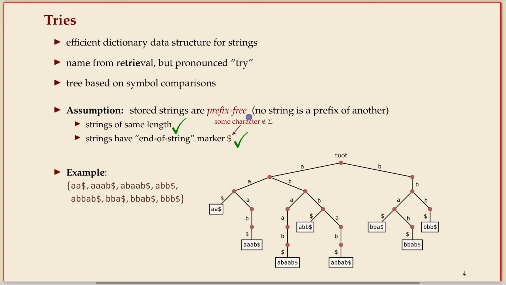Now there's an assumption to make our life a little easier, namely that all the strings that we store are prefix free, which just means no string is a prefix of another string. You can either get this if all the strings happen to have the same length, then no string can be a prefix of the other. If they're all the same length, they just can't be. The other option is you make it a convention and say there's an end of string marker.